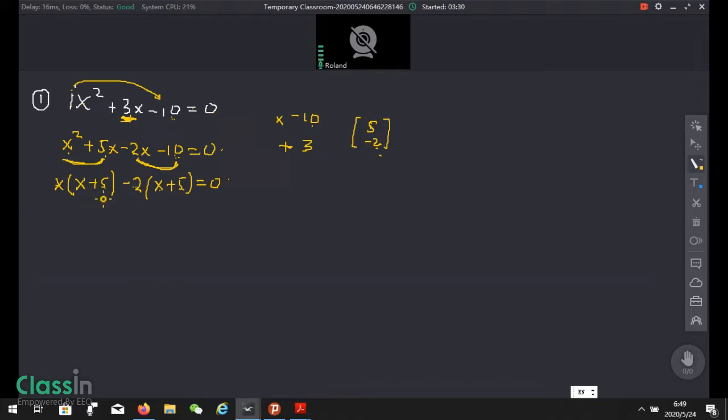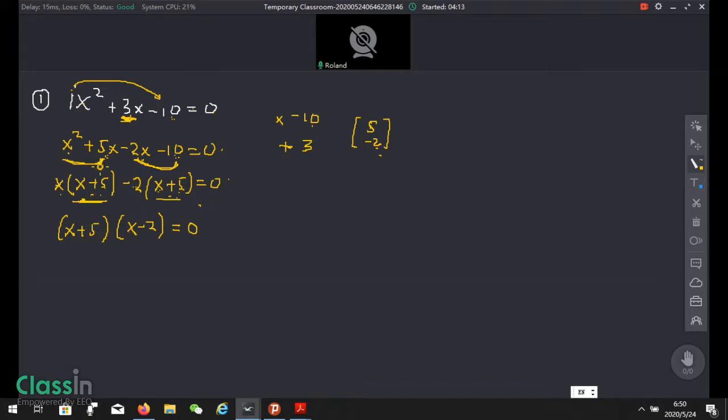We can see that this is x plus 5, x plus 5. Whenever you choose the right terms for the middle, you will always get a common factor. So x plus 5 is common to both these terms, and we can factorize x plus 5 out. If we take out x plus 5 from the first term, we'll be left with only x. For the second term, we'll be left with only negative 2. And that will be equal to 0.